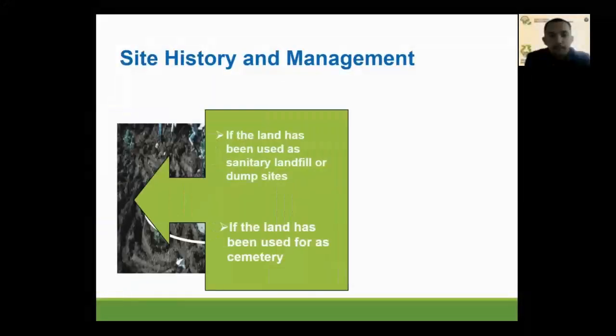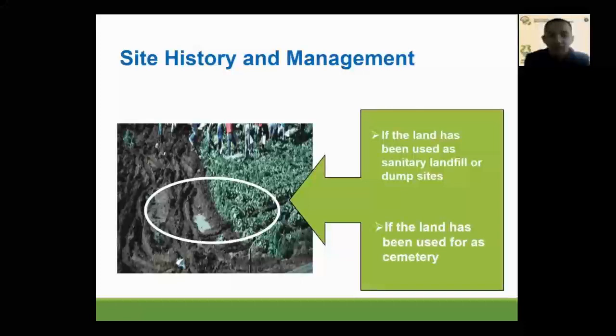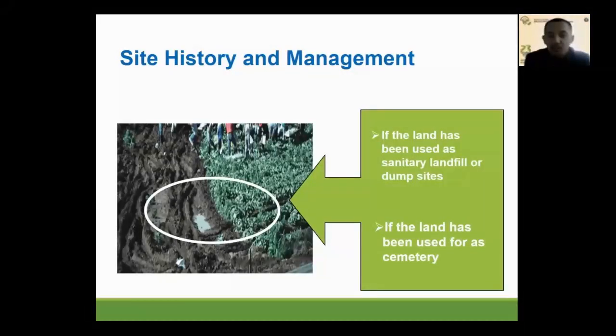If the land has been used as a sanitary landfill or dump site, farm records and historical background are important. If you have newly cultivated land, you may ask neighboring farms about the previous use, or research it prior to purchasing the land for agricultural production. And if the land has been used for a cemetery, this may be one cause of contamination when you engage in agricultural production.